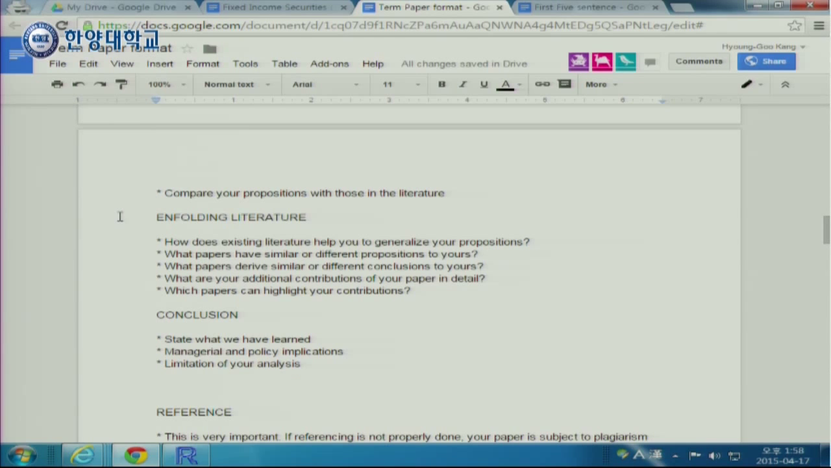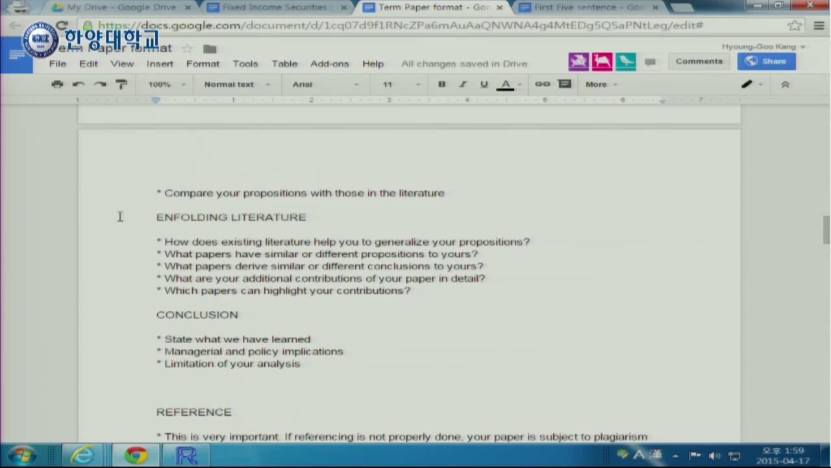How to generalize your finding? Then you have to relate your finding to the existing literature. This way, how does existing literature help you to generalize your proposition? What papers have similar or different propositions to yours? What papers derive similar or different conclusions to yours? What are the additional contributions of your research paper in detail? Which paper can highlight your contribution?